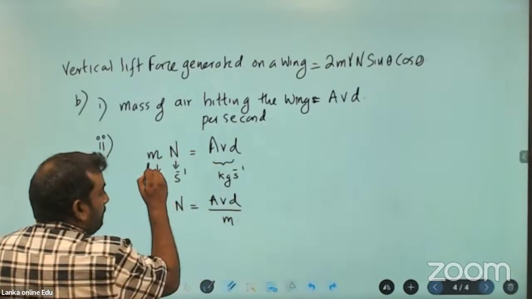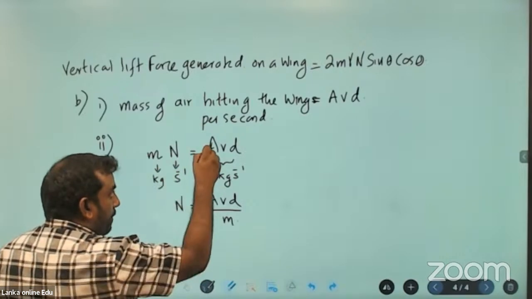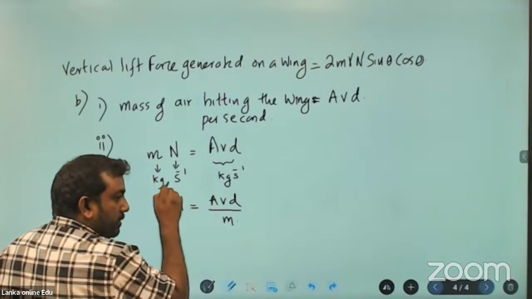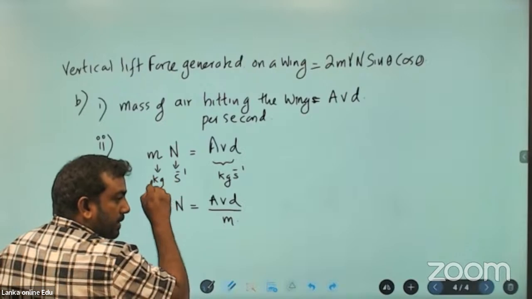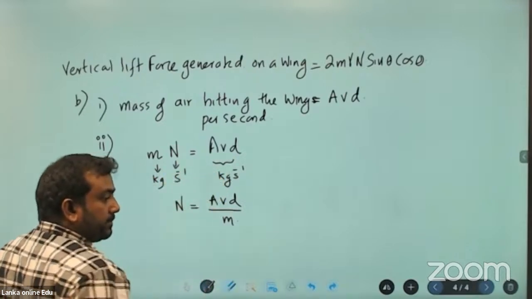So mass multiplied by number of molecules per second. So mass flow rate. Mass flow rate is also AVD. From this, you can check the unit. Number of molecules per second into kilogram, kg per second. Here also kg per second. From there, n you can find.